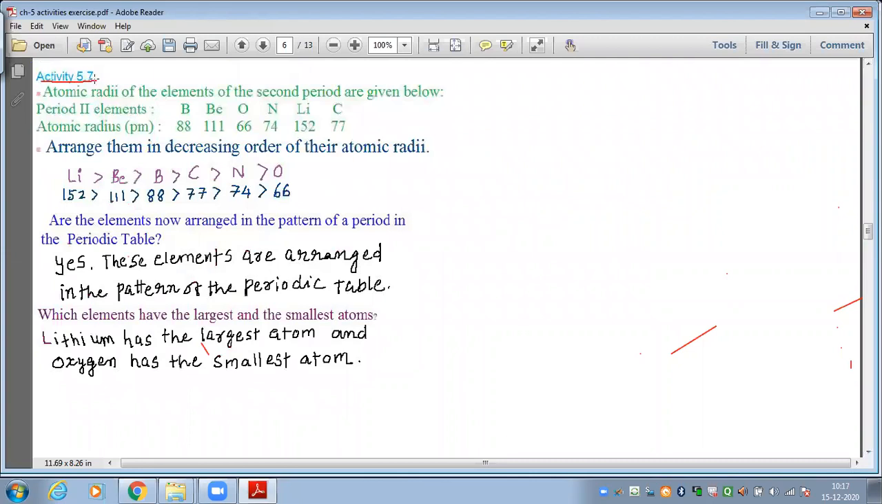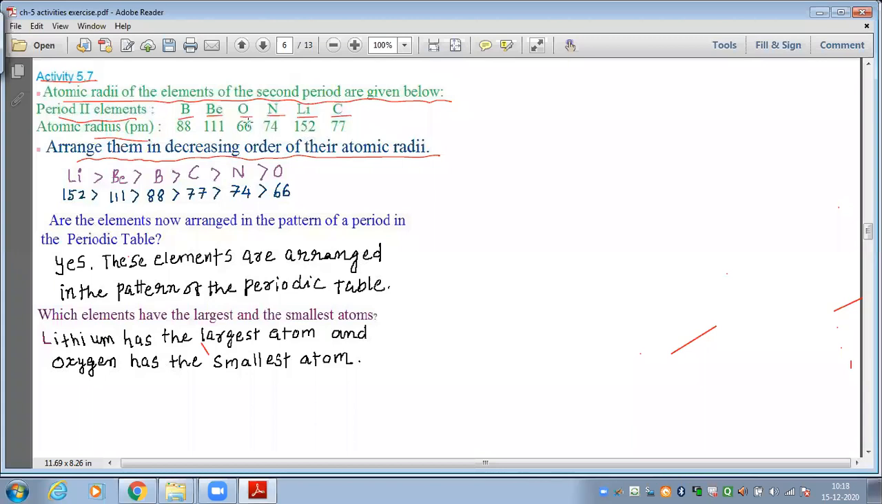Now let's look at activity number 5.7. Atomic radii of the elements of the second period are given below. You can see the second period elements: boron, beryllium, oxygen, nitrogen, lithium, and carbon. Their atomic radii are given: boron 81 picometer, beryllium 88 picometer, beryllium 111 picometer, oxygen 66 picometer, nitrogen 74 picometer, lithium 152 picometer, and carbon 77 picometer. Now the question is, arrange them in the decreasing order of their atomic radii.